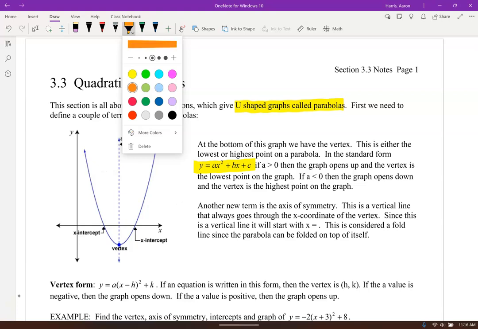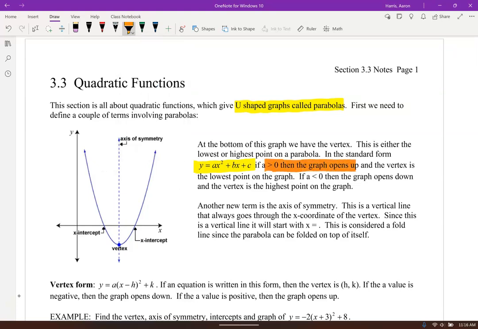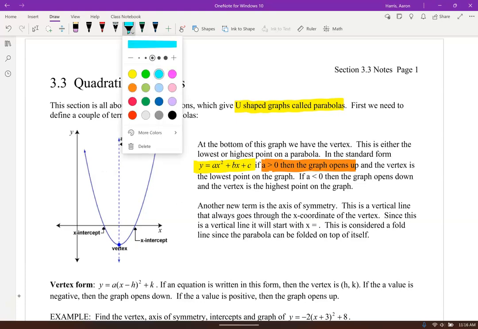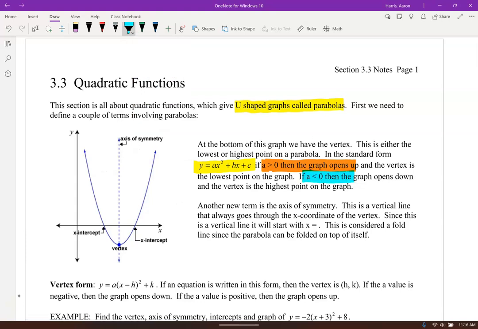If a is positive, then it opens up. If a is negative, it's going to open down. And if it opens down, of course, the vertex would be at the top instead of the bottom.